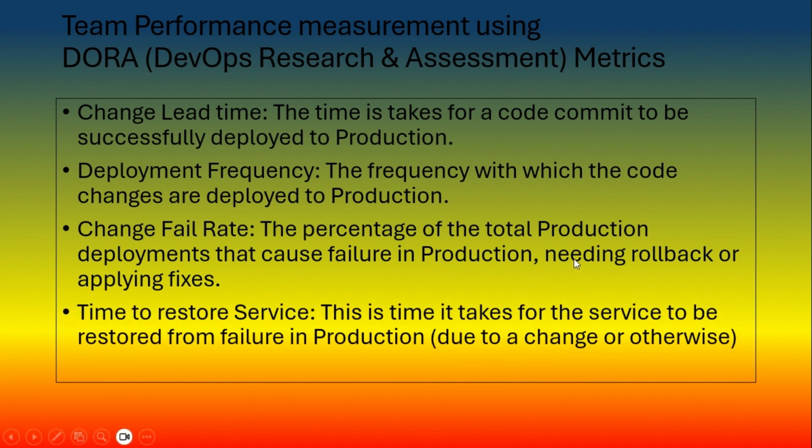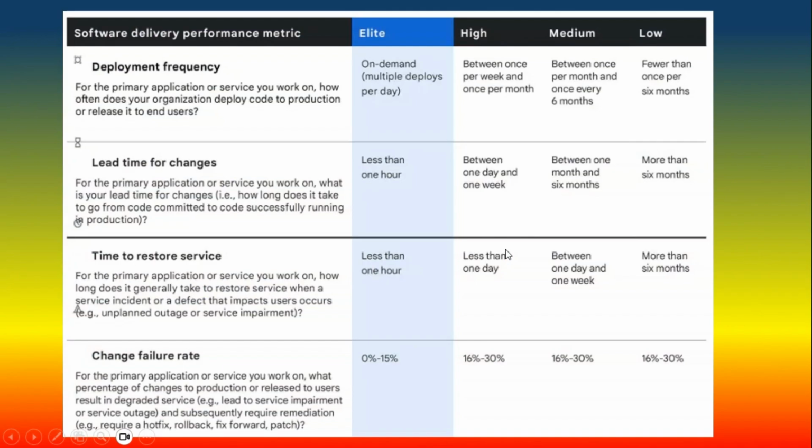And so this is the target. If you want to be elite, then you really need to have on-demand deployment frequency. You need to have lead time for changes less than an hour. Time to restore also needs to be less than an hour, and change failure rate needs to be between 0 and 15%. I find 15% a little bit high.